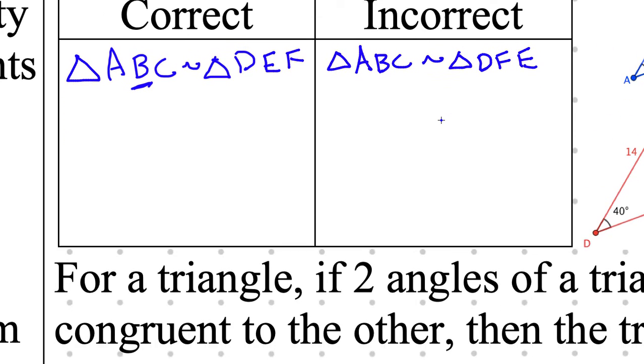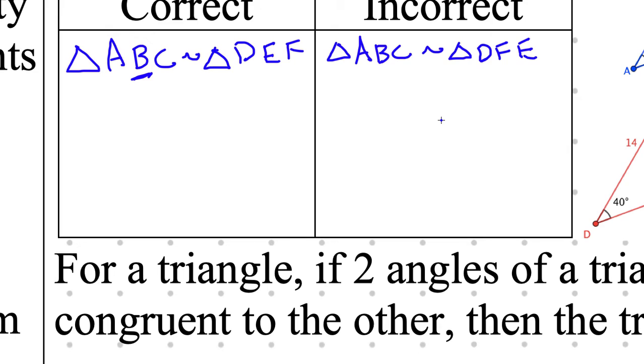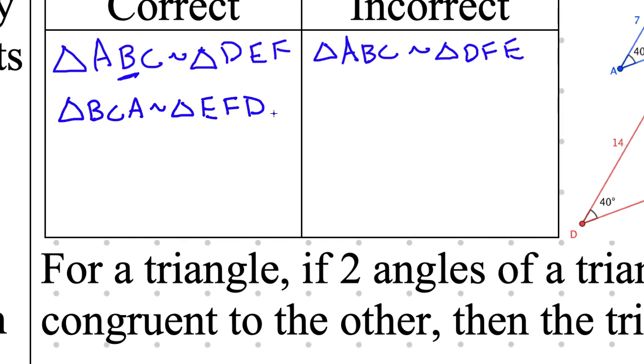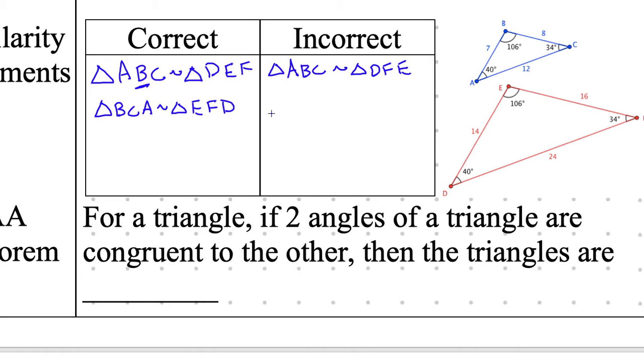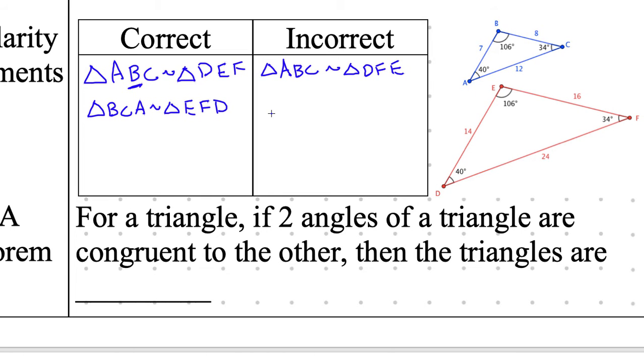All right, so quiet raised hands. Who wants to give me an example? Yes, Sergio. Triangle BCA is similar to EFD. I want everyone to try to determine if Sergio is correct or incorrect. Maybe you already wrote one of those statements. BCA and EFD. Give me a thumbs up or thumbs down.